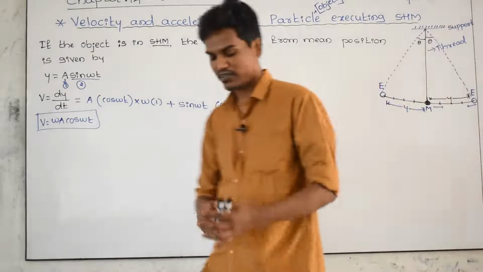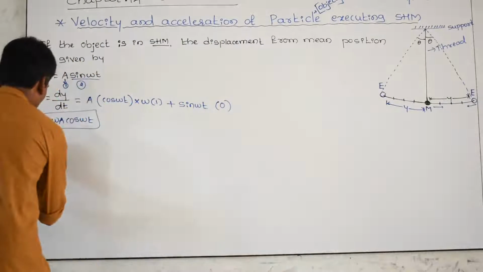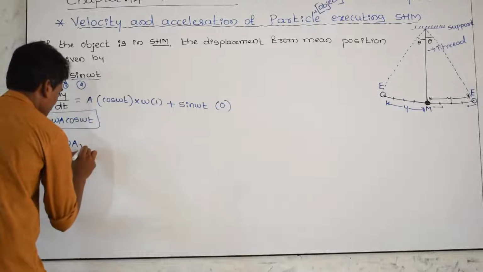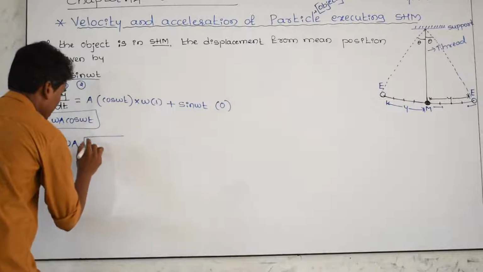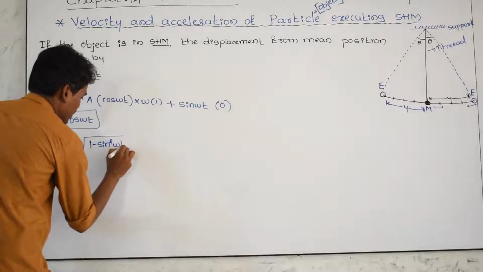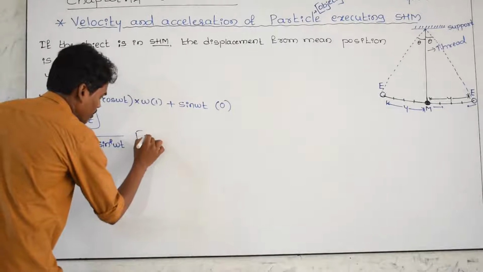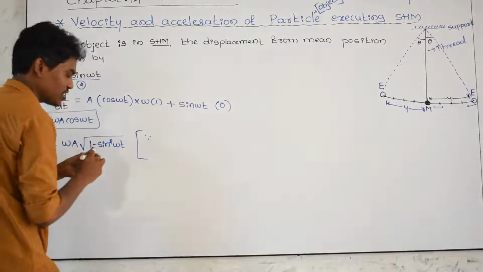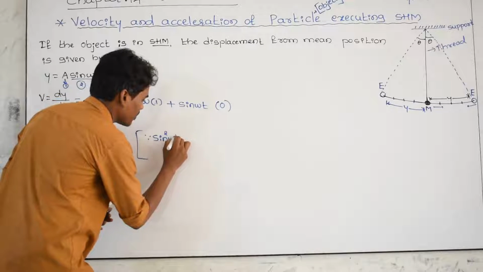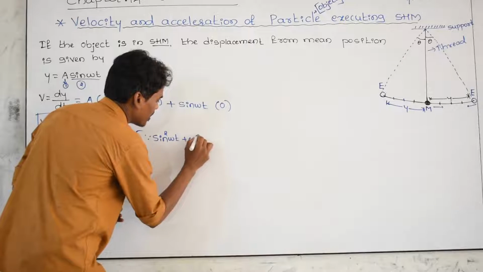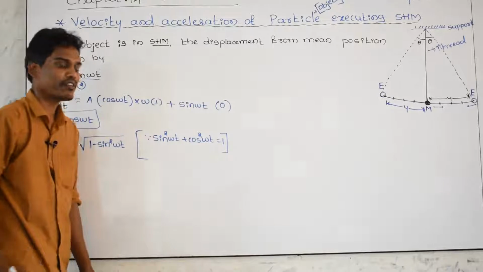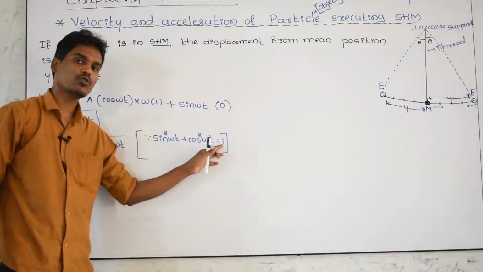And further we can simplify this one. Let us take v is equal to omega as it is, a as it is, and cos omega t I am writing as root of 1 minus sin square omega t. How come? There is a formula: sin square omega t plus cos square omega t is equal to 1. You know very well the general formula, sin square theta plus cos square theta is equal to 1.